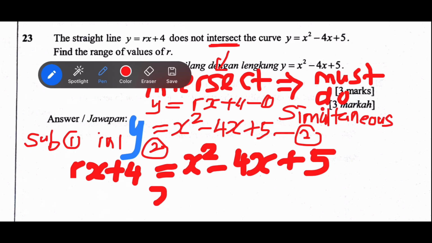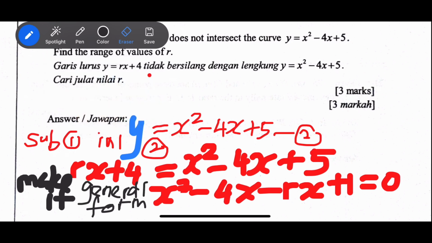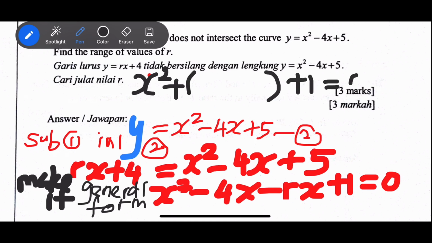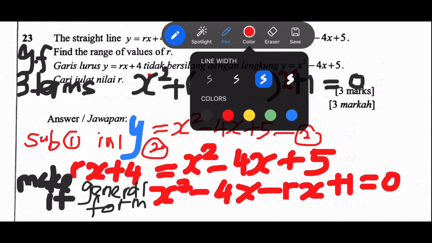Alright, now let's rearrange the quadratic equation into general form. You try first before I show you the answer. The quadratic equation is x squared minus 4x minus rx plus 1 equals 0. I have a problem because I have 4 terms. So what I want you to do is tell yourself that for the general form, we always want only 3 terms. So you just prepare the 3 terms like this.